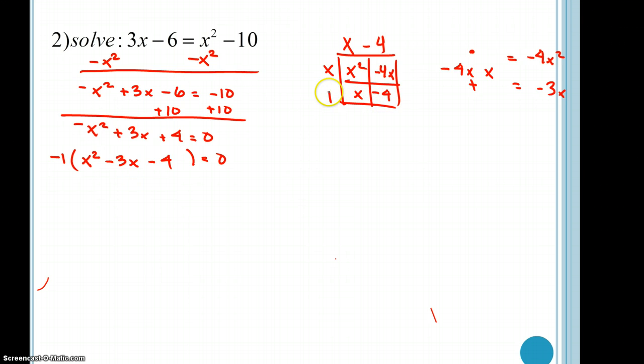Now, set each quantity equal to 0 and solve. So x minus 4 equals 0, x plus 1 equals 0, and then you can solve by adding 4, of course. And you get x equals 4. And for your other one, minus 1, negative 1. Those are your two answers. Do not ever, ever, ever write them as a coordinate. Two separate things, x equals 4 and negative 1.